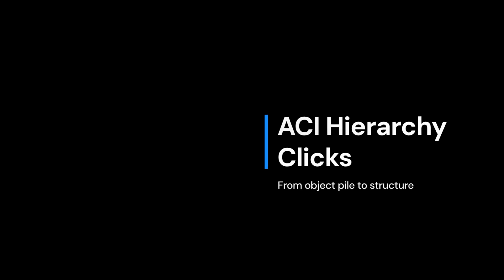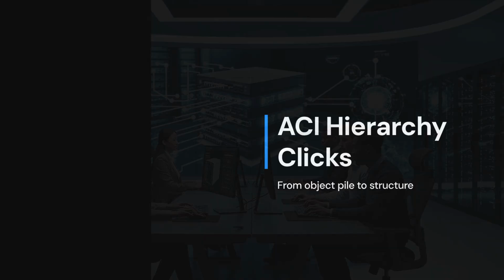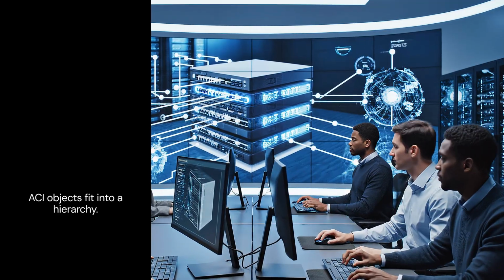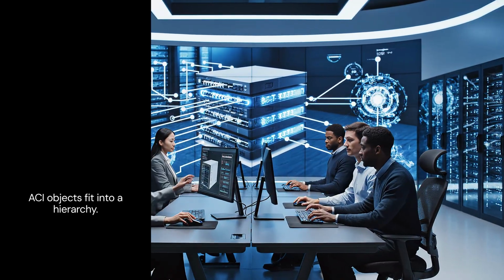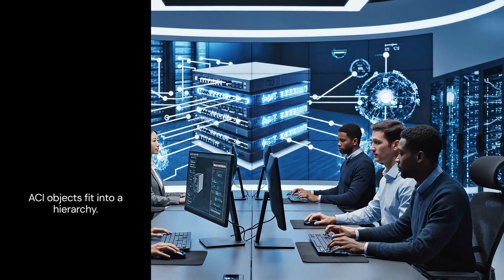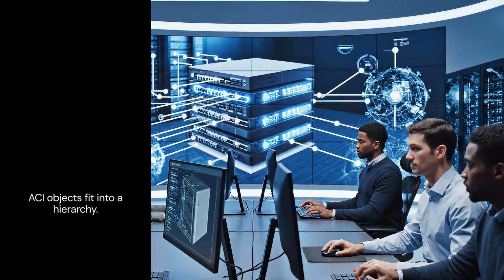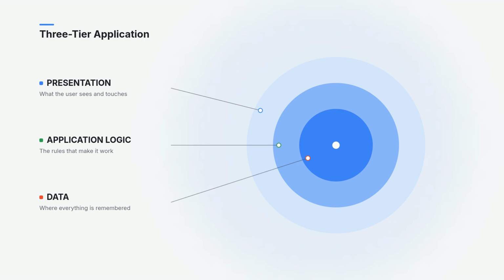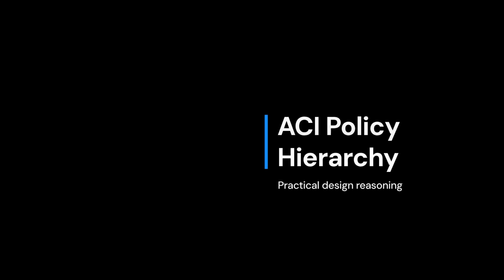If Cisco ACI has ever felt like a pile of abstract objects with confusing names, that's usually because the hierarchy hasn't clicked yet. Once you can see how tenant, VRF, bridge domain, application profile, and EPG fit together, the model stops feeling arbitrary. Think of this video as a map, not a vocabulary quiz. We'll keep coming back to one three-tier application so every object has a job, a place, and a relationship you can picture. By the end, you'll be able to read the full ACI policy hierarchy and explain why each object exists in real design terms.